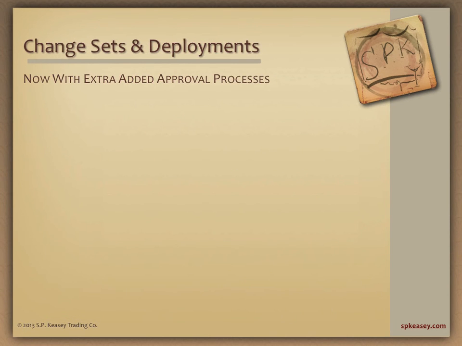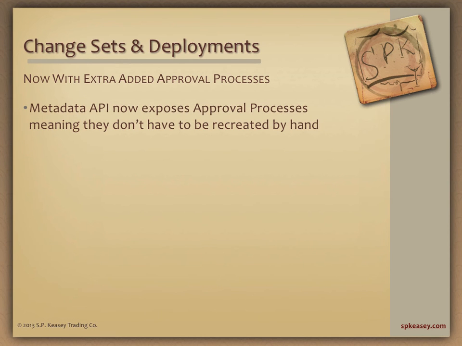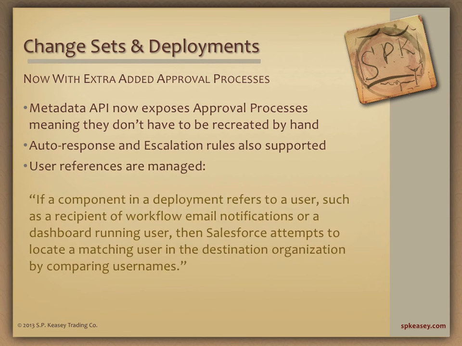When it comes to change sets and deployments, the Metadata API has now been updated. It exposes approval processes, so we don't have to do them by hand. Auto-response and escalation rules are also supported. New user references are managed. I believe this is the piece of technology we've been waiting for to allow these extra features, as it allows mapping between sandbox users and the production users based on their username.